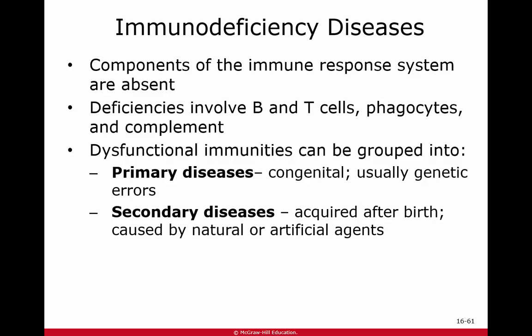Now, immunodeficiency is where your immune system is not working like it should. Your immune response may even be totally absent. And these deficiencies are deficiencies with your B cells, your T cells, your phagocytes, and your complement. The diseases can be primary, which is what you're born with. They're congenital, and it's usually because of a genetic error. Or it can be secondary, where you acquire it after birth.